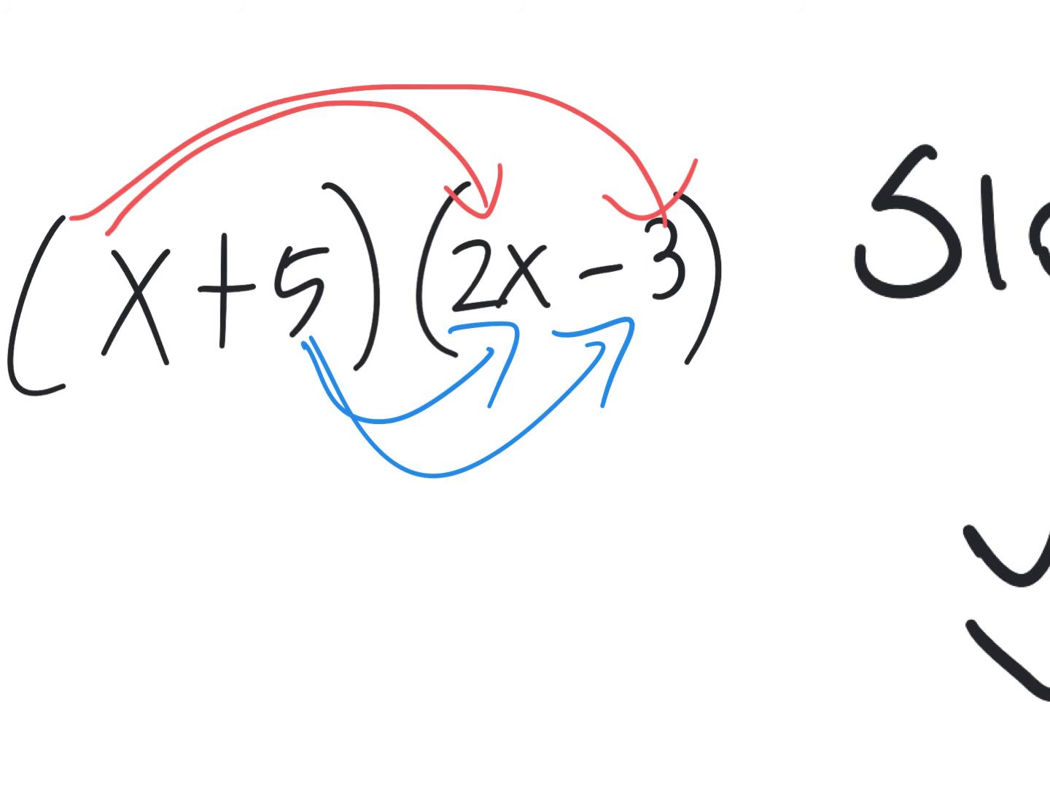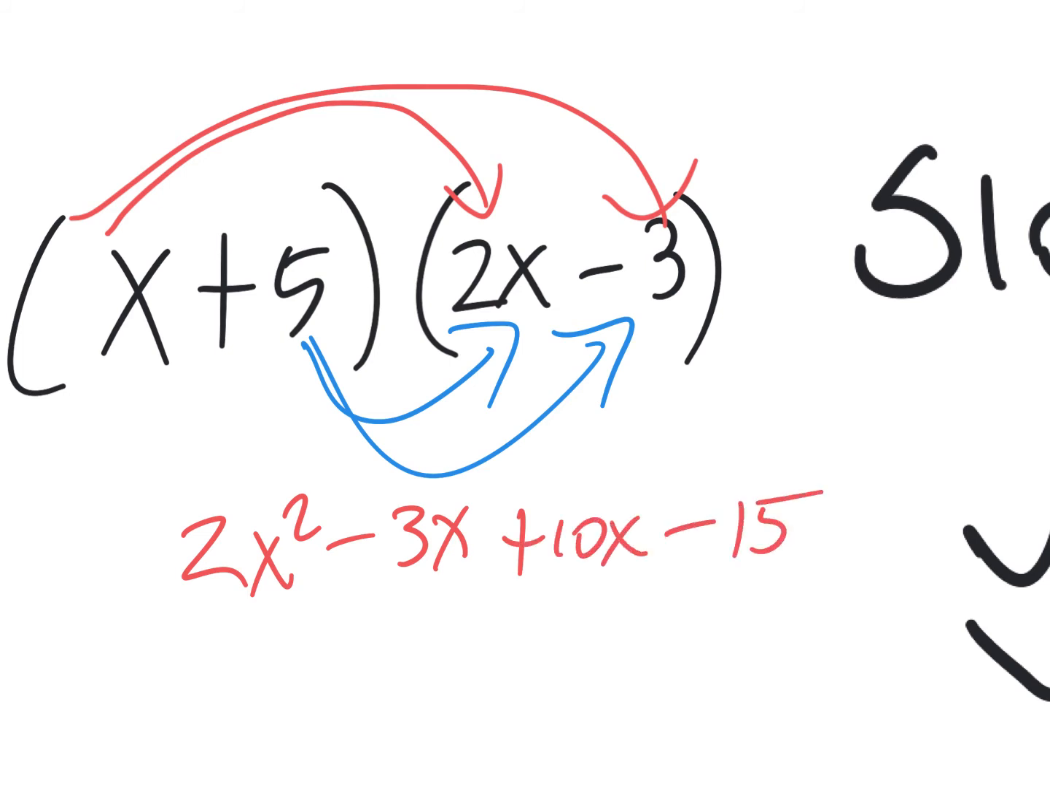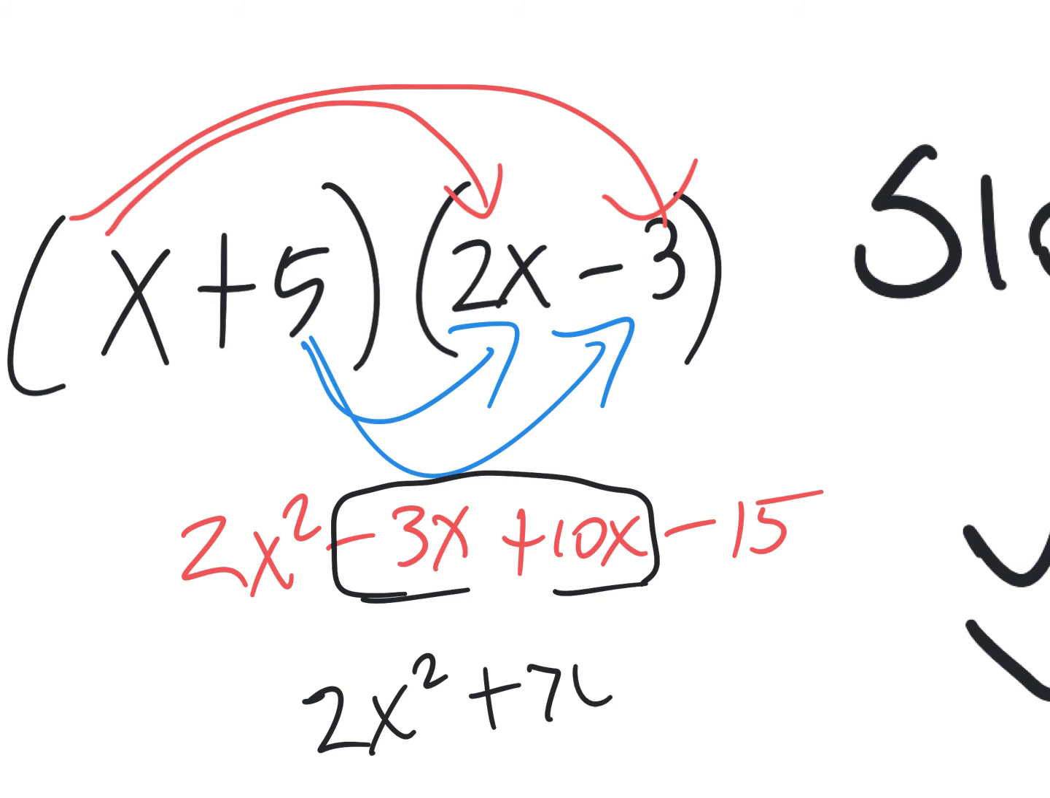Josh, do the red ones. 2x squared, keep going, you're doing good, minus 3x, keep going, you're doing good, plus 10x minus 15. Boom. Now the only thing that can be simplified, Lydia, what can be put together? And that makes 2x squared plus 7x minus 15. There's your answer.